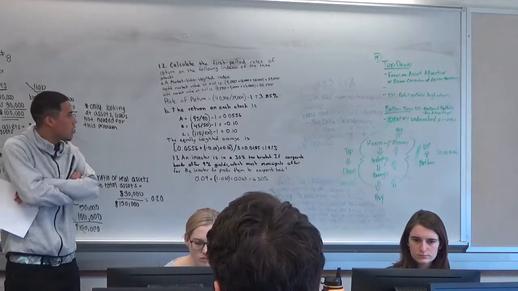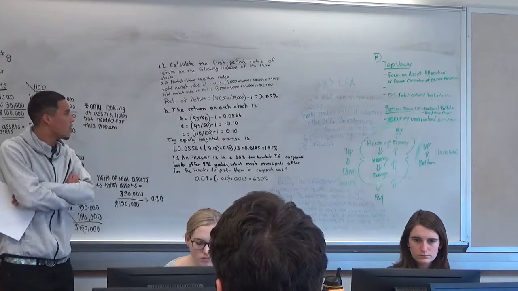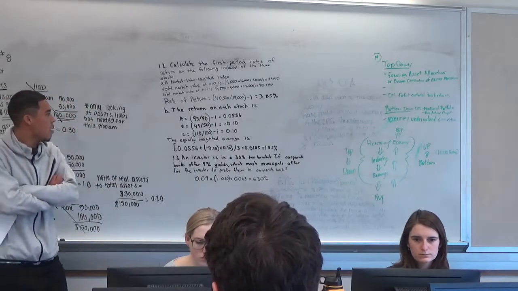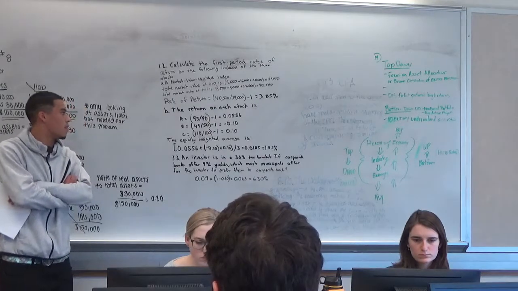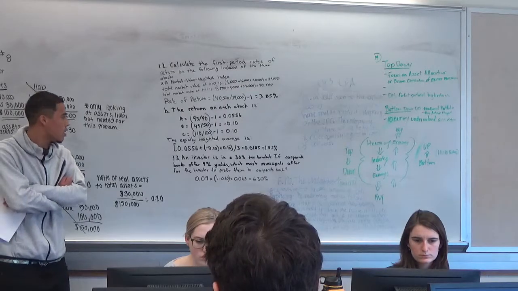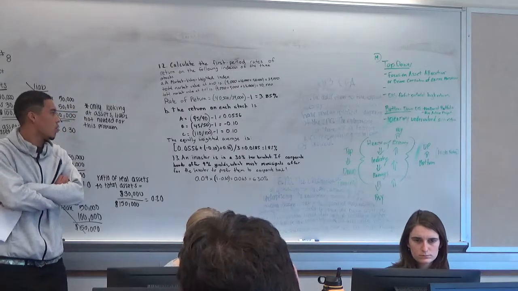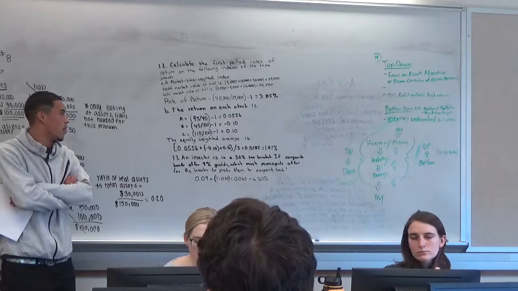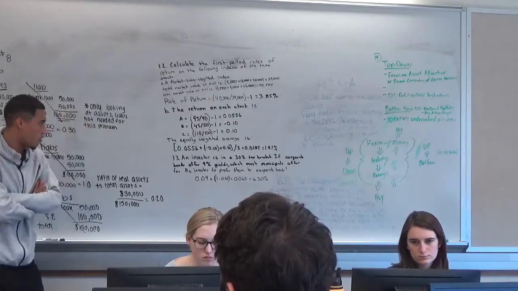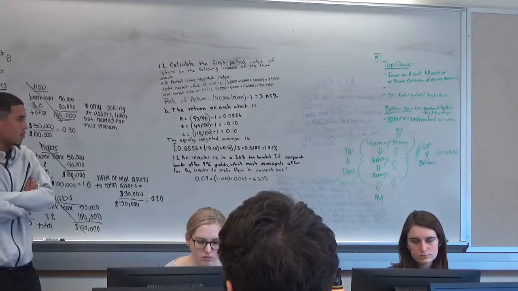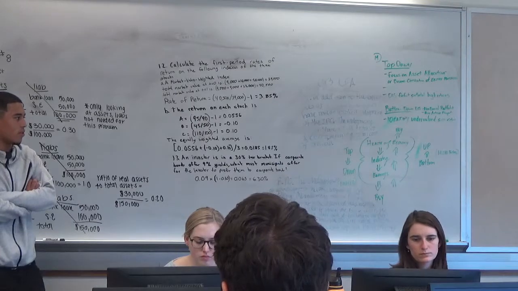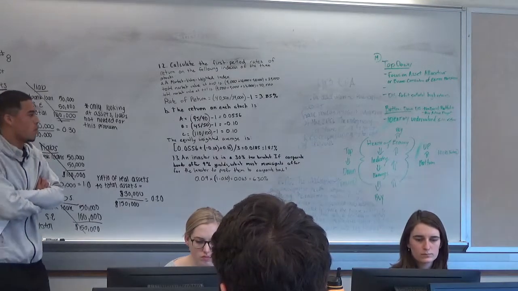Part B, the return on each stock is A equals 95 divided by 90 minus 1 equals 0.0556. B equals 45 divided by 50 minus 1 equals negative 0.10. C equals 110 divided by 100 minus 1 equals 0.10. The equally weighted average is 0.0556 plus negative 0.10 plus 0.10 divided by 3 equals 0.0185, which is 1.85%.